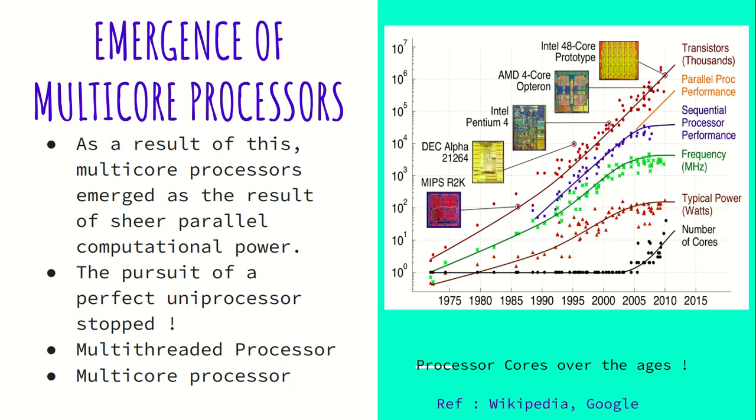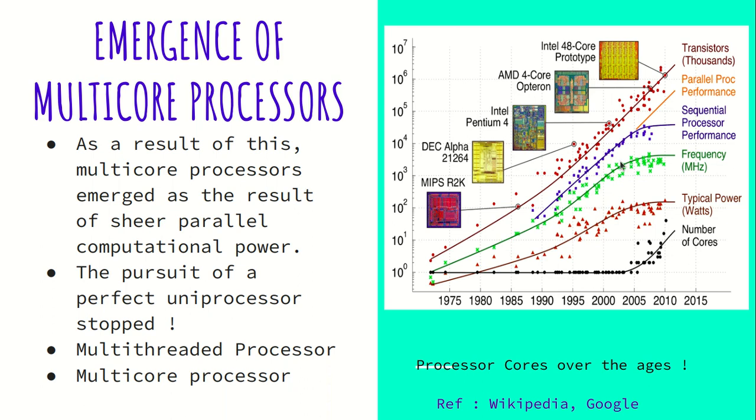Because single-threaded cores are reaching a plateau of clock frequency, chip manufacturers have turned to multi-core processing to enhance performance using parallelism. Thus, the pursuit of a perfect uniprocessor stopped. This led to two diverse concepts emerging, the first being the multi-threaded processor and the second being the multi-core processor. The multi-core processor differs from the multi-threaded processor, as a multi-core processor is a processor where the CPU cores coexist on a single processor chip, whereas a multi-threaded processor is a single CPU core that can execute multiple threads simultaneously.